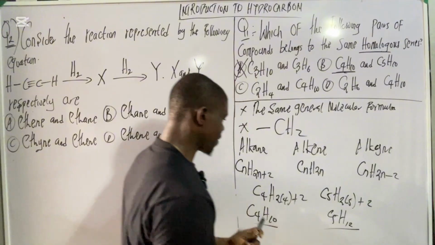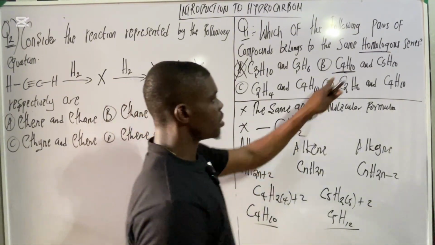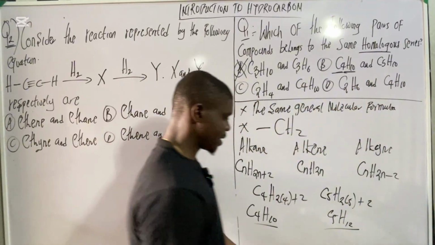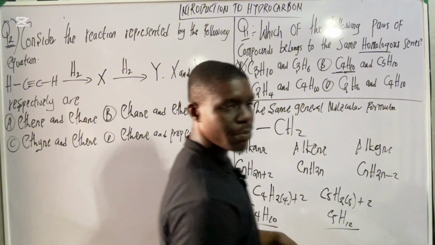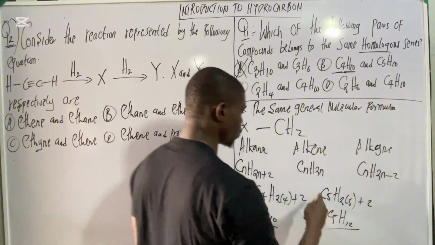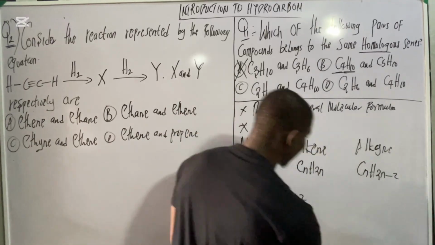But let's do something here. For the alkane, C4 fits it, but C5H10 does not fit it, so these two are not in the same series. As a matter of fact, this one actually belongs to alkene. If you check it very well, this one belongs to alkene.